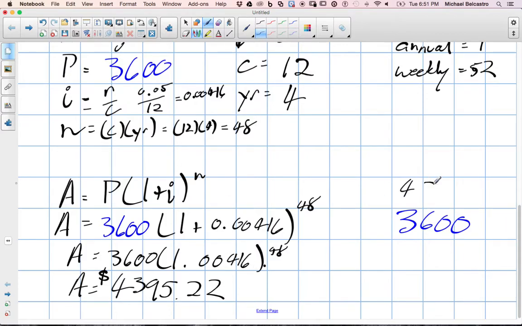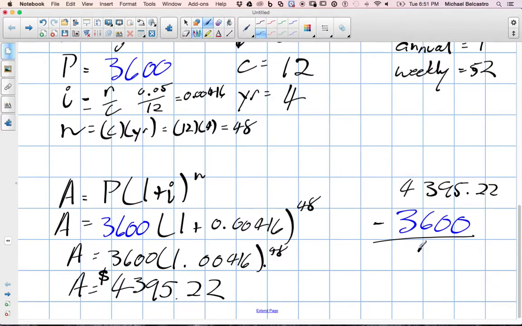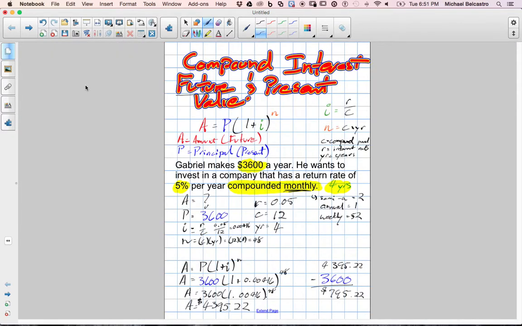So we have the 4,395.22. And if we subtract what he originally started with, this will tell us how much interest he earned in this account over the course of 4 years. So actually it's right there. Subtract 3,600, and we get $795.22. So over 4 years, he earned that much interest. So if you ever get interested in investing money, there you go. In 4 years, you can have a decent amount of money from that.